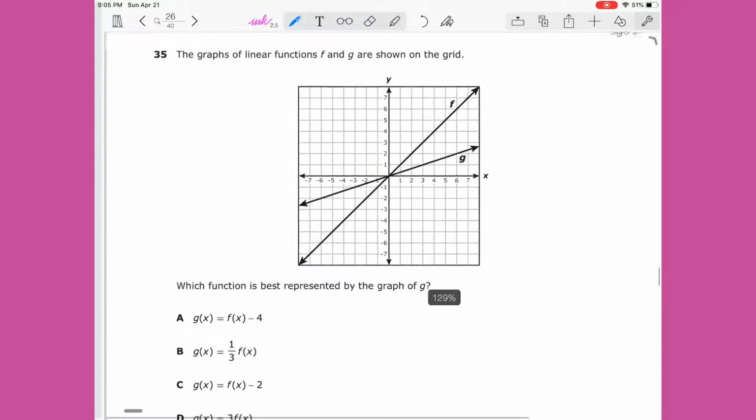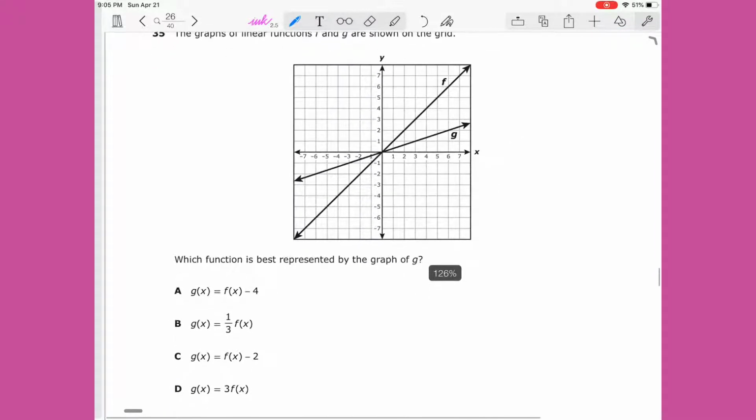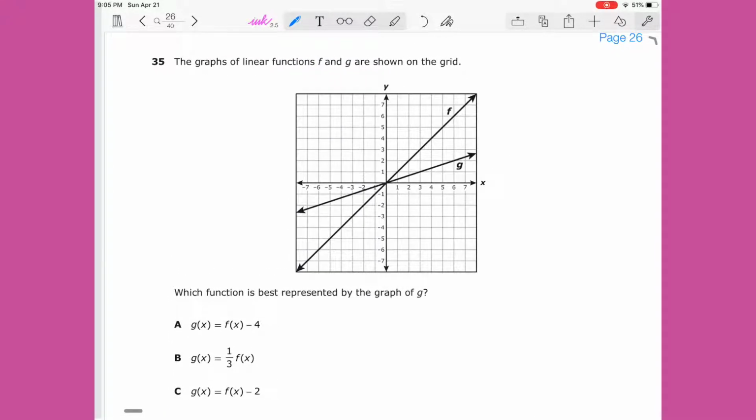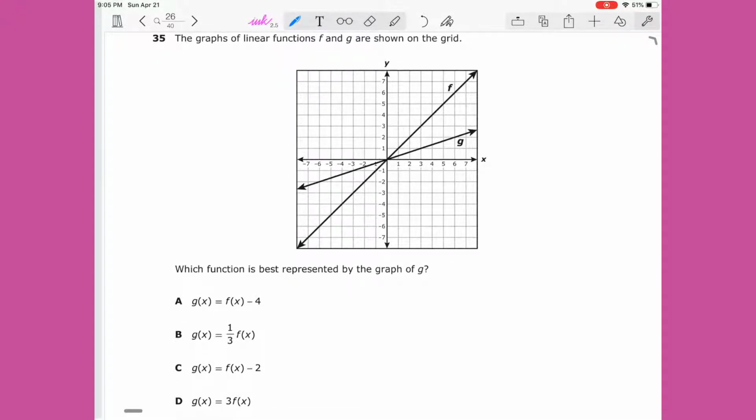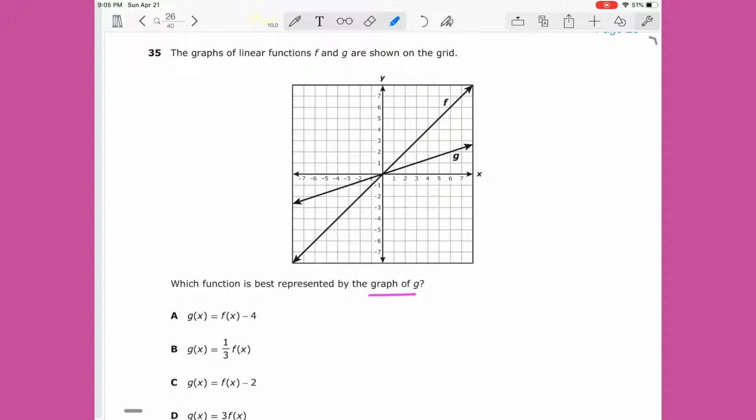Let's look at number 35. Okay, we have the linear functions f and g are shown. Which best represents the graph of g? Okay, so this means that the f is our parent function. So I need to figure out what happened to my parent function.